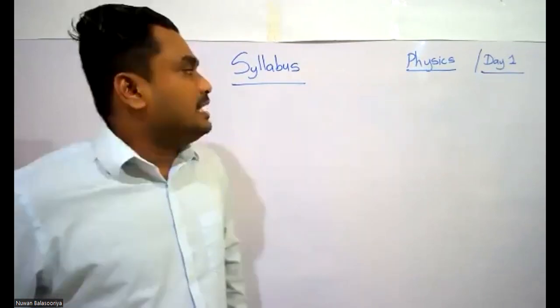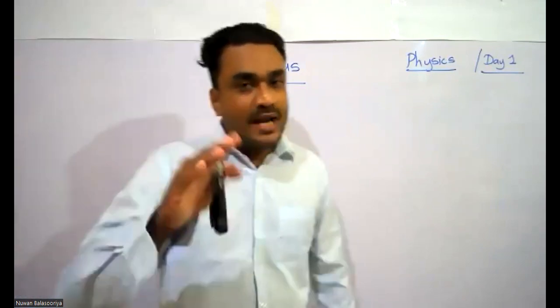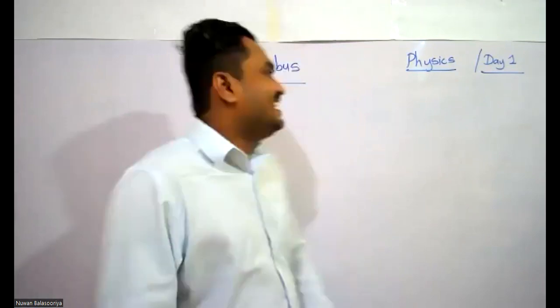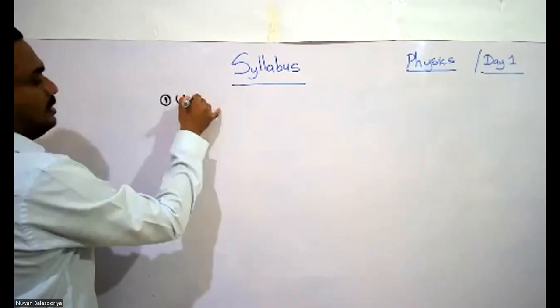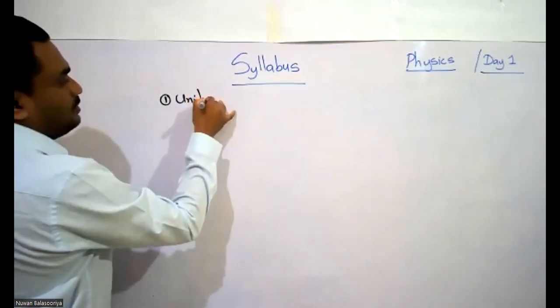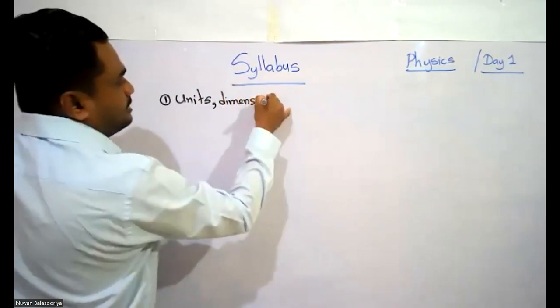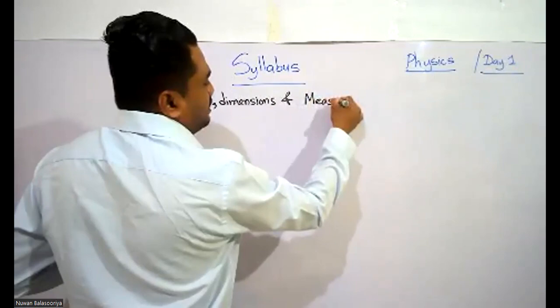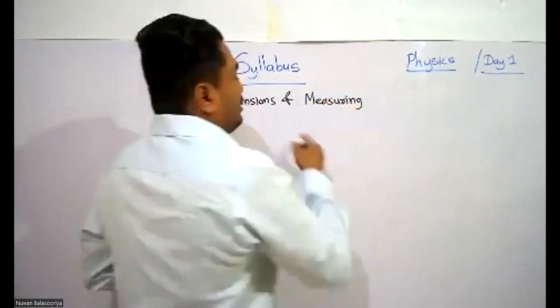So in physics, there are several lessons. Look at the board first. After that, I'll give you time to write. The first lesson in the syllabus is units, dimensions, unit dimensions, and measuring instruments. Please do not write, wait until I write the lessons.